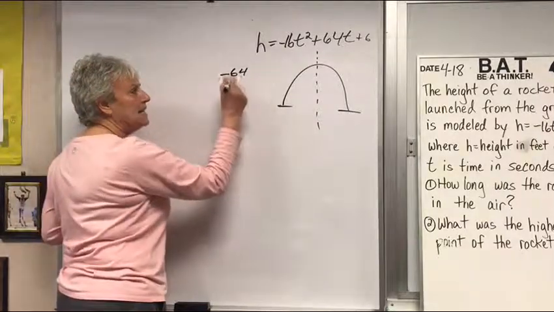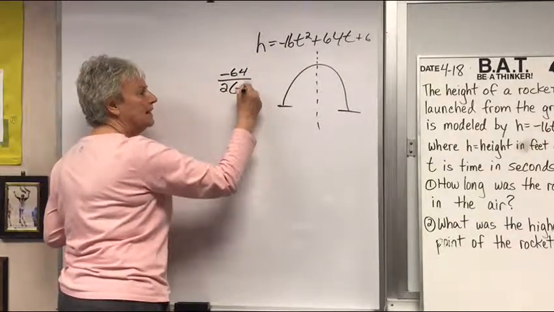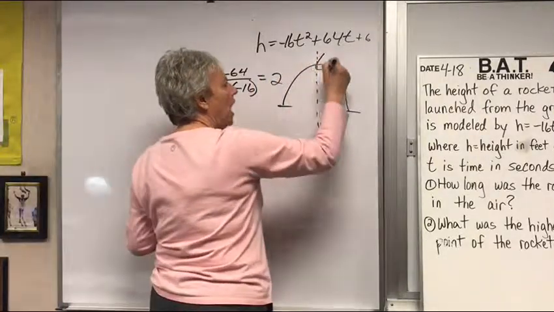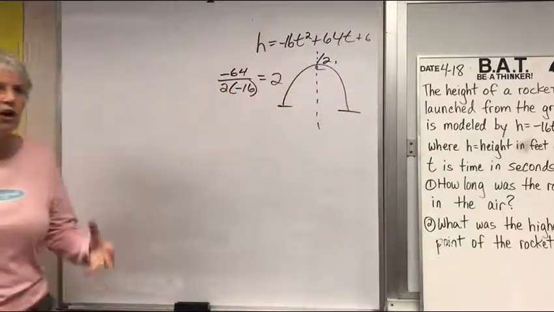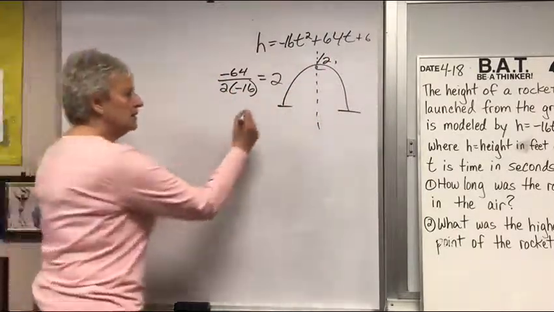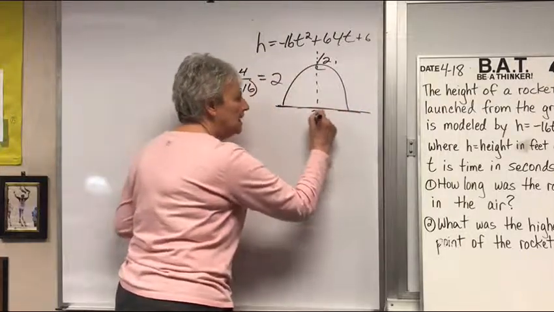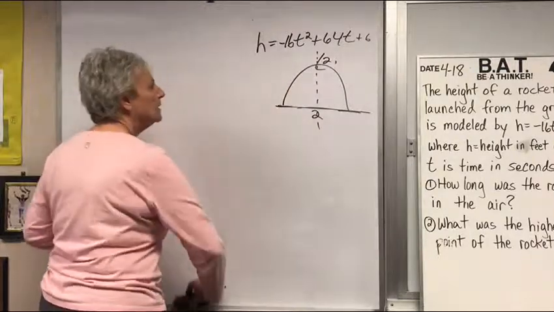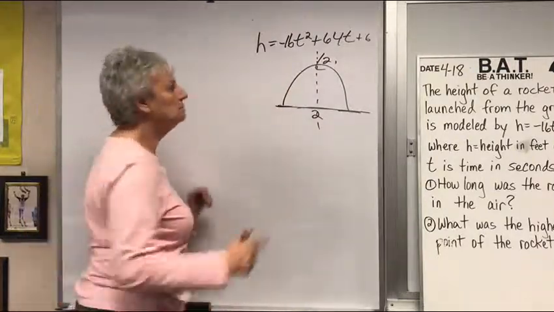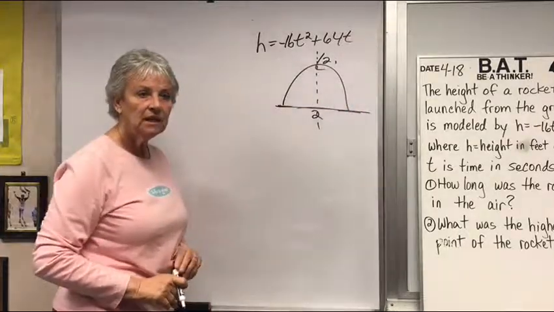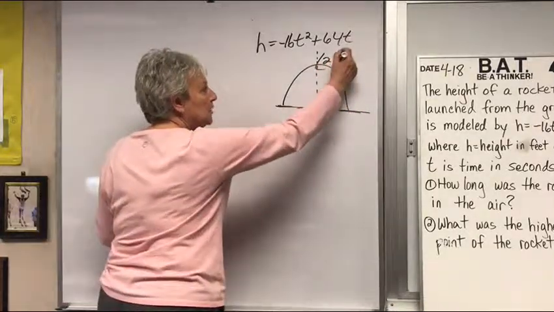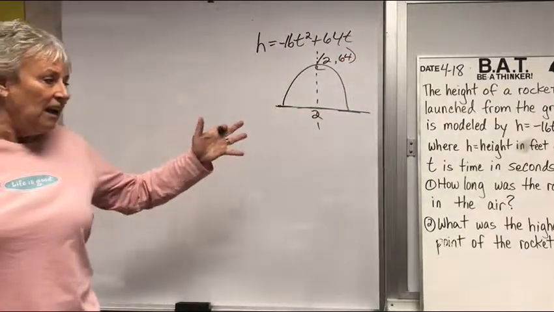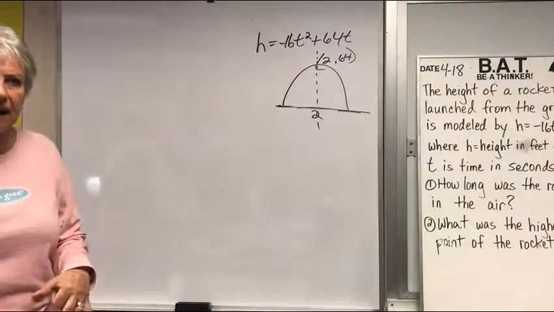So the opposite of B over 2A gives me 2. That means on my vertex, the first coordinate is 2. So here's my x-axis. This is a 2. Then you plug 2 in, and you get 64. Now I would solve it now.